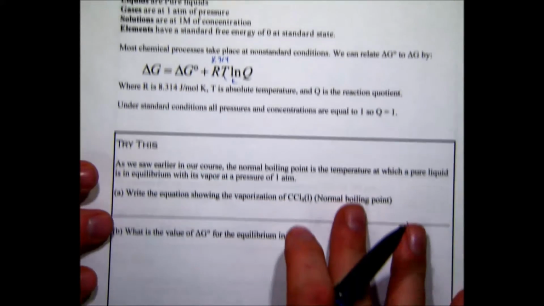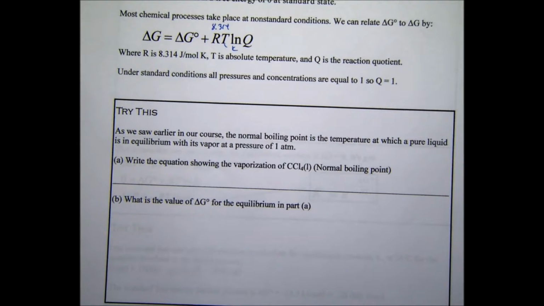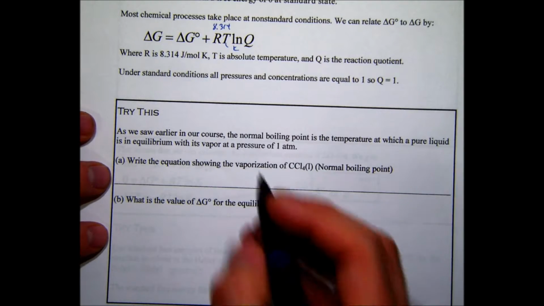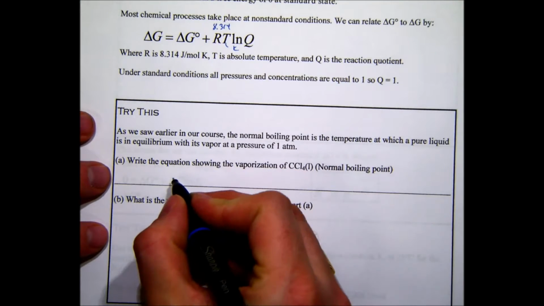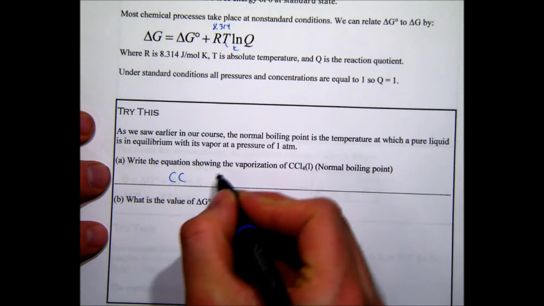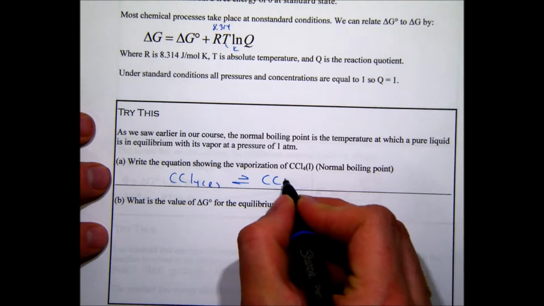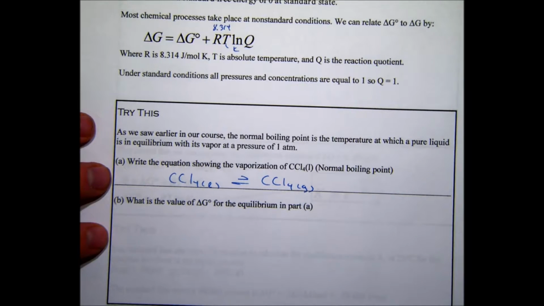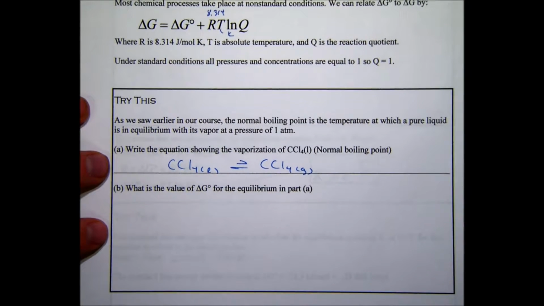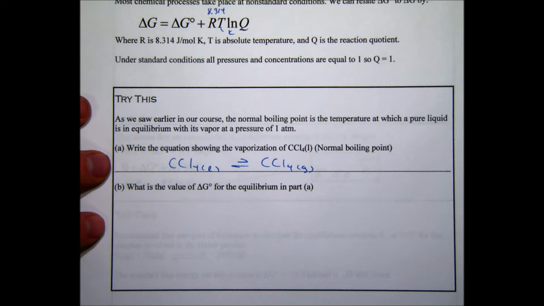So before we get too far, we're going to have a quick look at this particular reaction. As we saw earlier in our course, the normal boiling point of a pure liquid is the temperature when it's in equilibrium with its vapor at 1 atmosphere, whatever the atmosphere is at that point. So to write the boiling point expression, we have a liquid in equilibrium with its gas. So we can calculate the delta G for this.